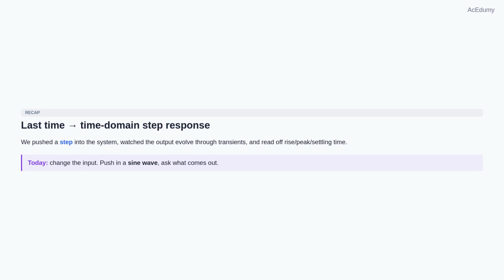Quick recap. So far, we have studied the system through its time response: step input, step output, settling time, overshoot. Today, we change the lens. Instead of a step, we send in a pure sine wave and ask what comes out. The answer is the frequency response, and it is the most powerful tool in classical control.